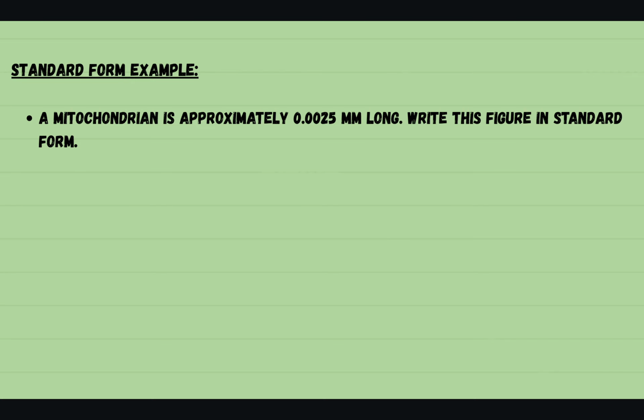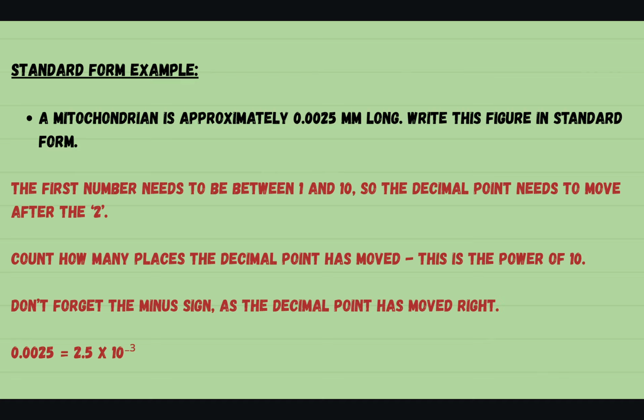Standard form example then. So a mitochondrion is approximately 0.0025 millimeters long. Write this figure in standard form. The first number needs to be between 1 and 10, so the decimal point needs to move after the 2 here. Count how many places the decimal point has moved. This is the power of 10. Don't forget the minus sign as the decimal point has moved right. So 0.0025 can be rewritten as 2.5 times 10 to the power of minus 3.